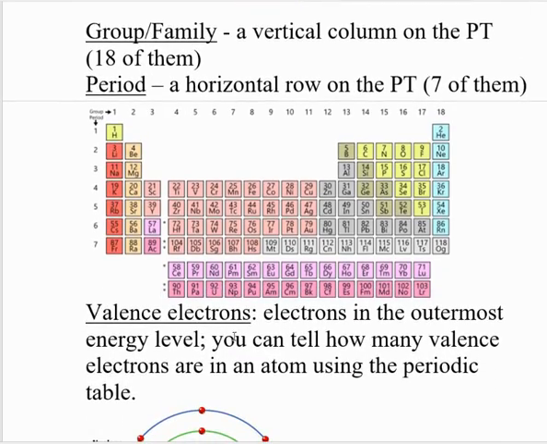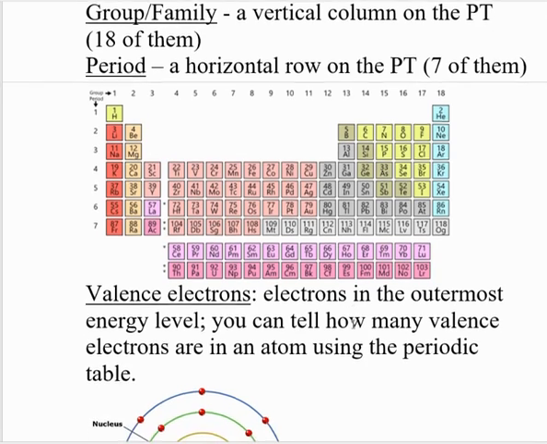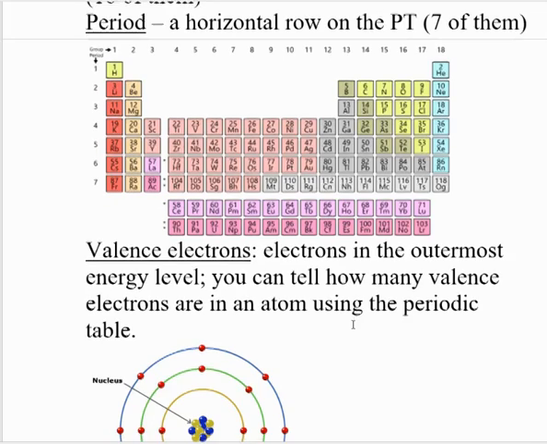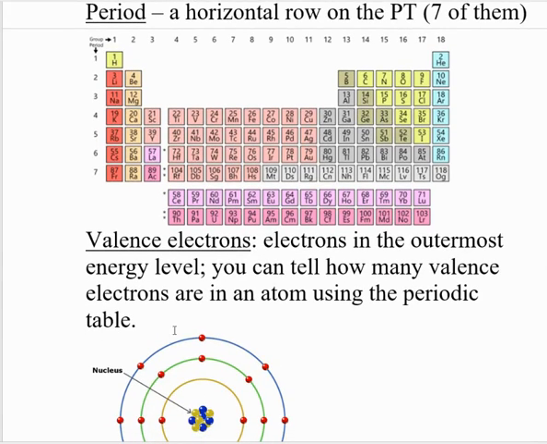Valence electrons are the electrons in the outermost energy level. So when we were doing our electron configuration, the ones with the highest energy level, like 4s, for example, if we had potassium or calcium, their outer electrons would be in 4s. Those very outer electrons are called the valence electrons. And you can tell how many valence electrons are in an atom just by looking at where it's at on the periodic table and what group it's in.